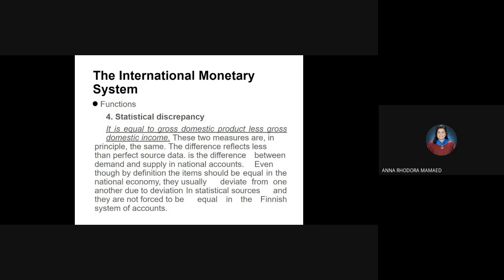Number four function is statistical discrepancy. Statistical discrepancy is equal to gross domestic product less the gross domestic income. These two measures are the same. The difference reflects less than perfect source data, the difference between demand and supply in national accounts, even though by definition, the item should be equal in the national economy.